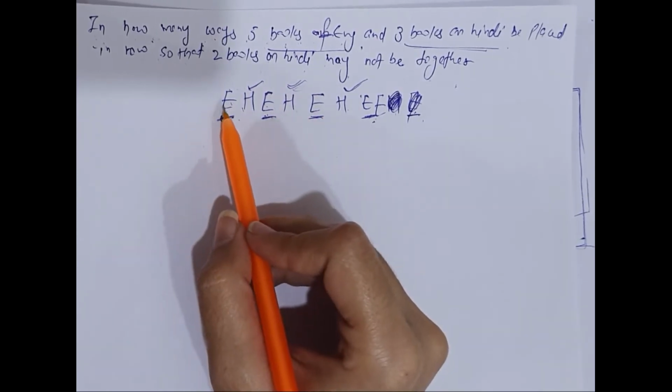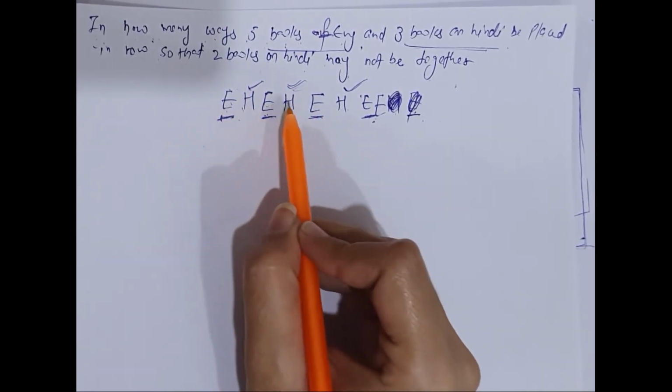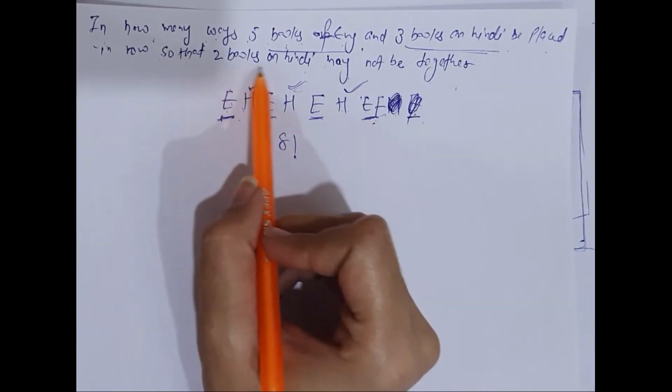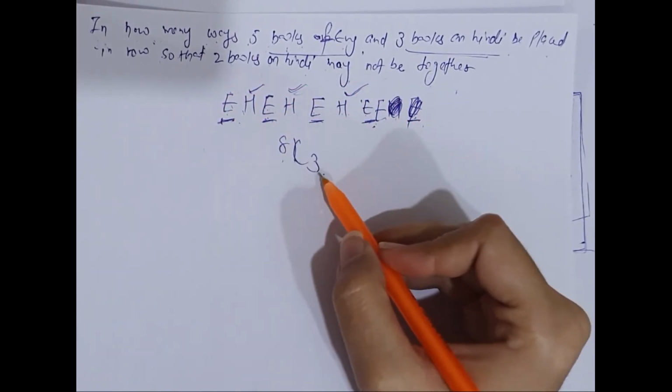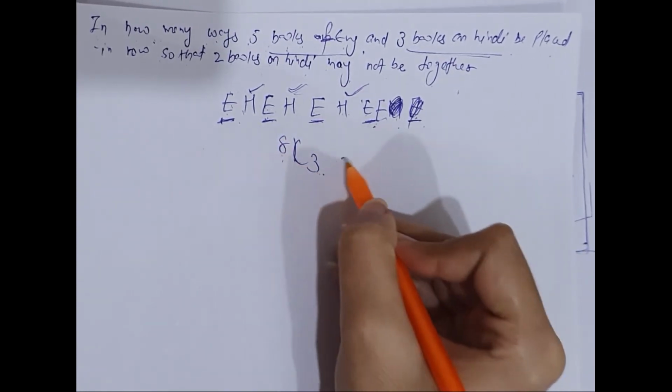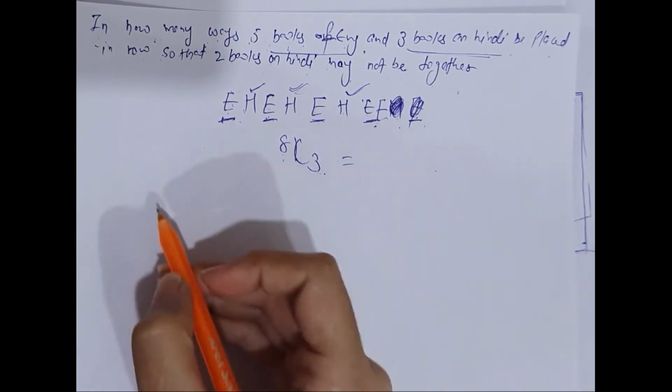Now see how many total acquired places are there. 1, 2, 3, 4, 5, 6, 7, 8. 8 acquired places are there. Hindi books can't be together. We have to choose 3 places from 8 places. So 8C3. Now solve it and you will get your answer.